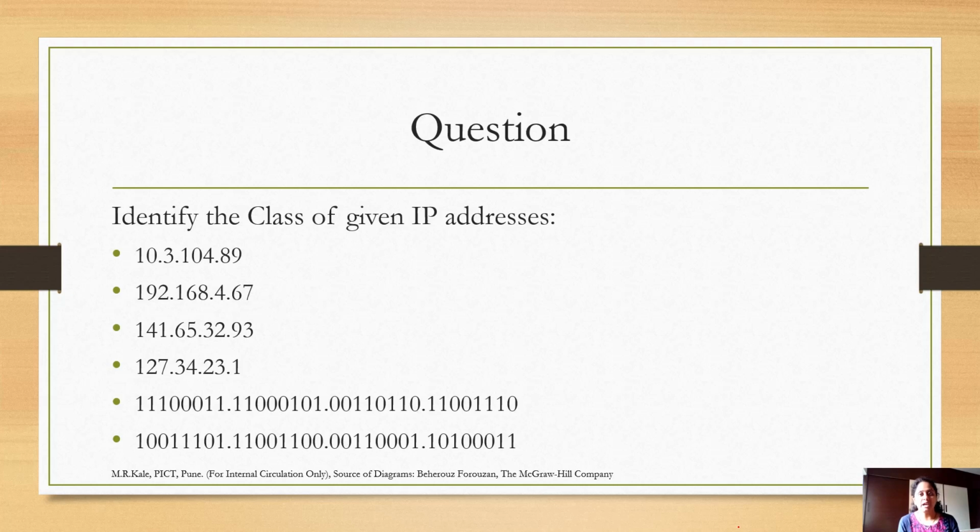So for class A, the split between network and host ID bits is 8/24. For B, it is 16/16, and for C, it is 24/8. So here we come to an end of this session.